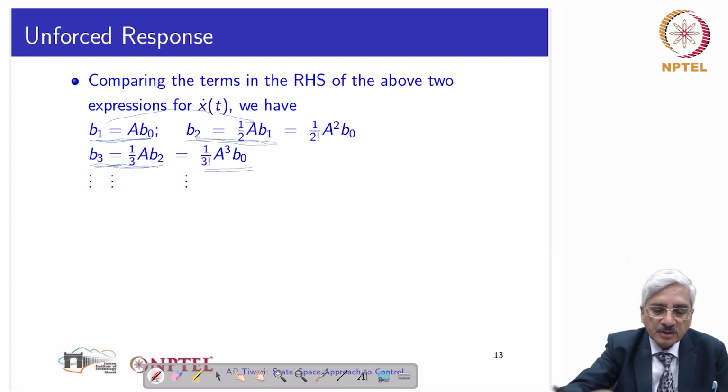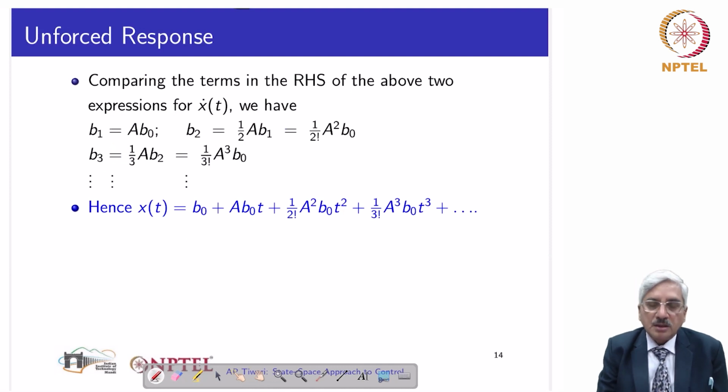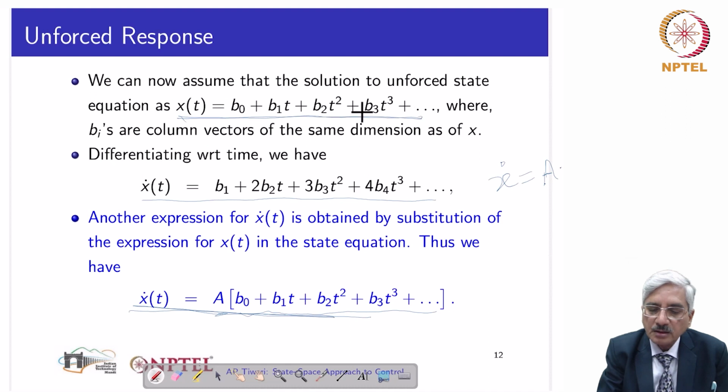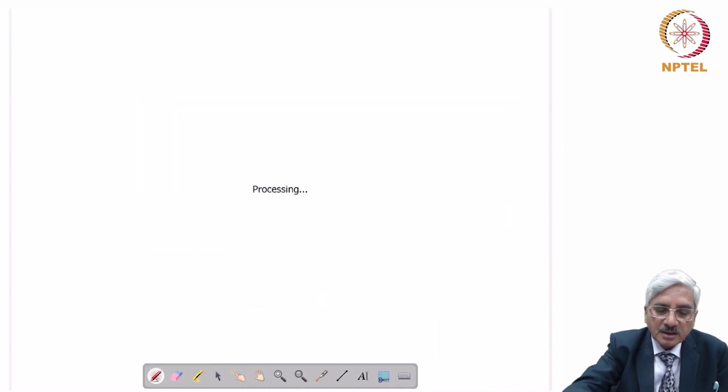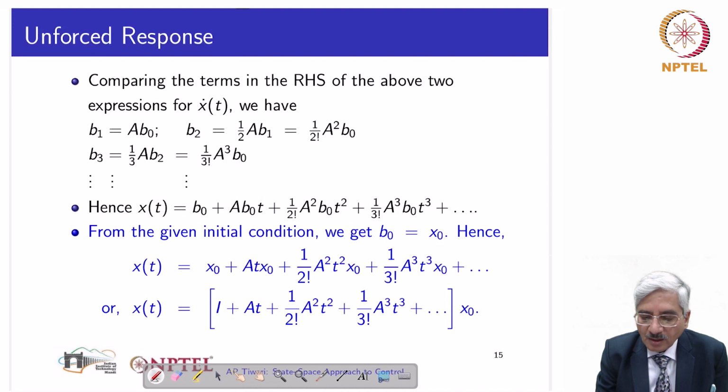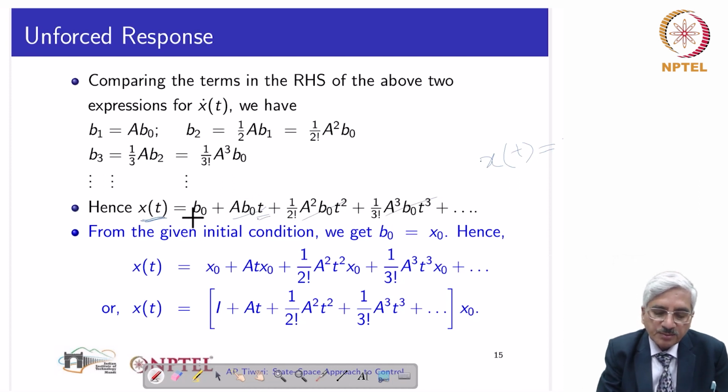This we do with all the terms, and we substitute the things so obtained into the expression for x(t) which was assumed here. The values of b0, b1 etc. are substituted in that. So then we obtain x(t) as b0 plus A b0 t plus 1 by factorial 2 A square b0 t square etc. In this we substitute the initial condition. x(t) at t equal to 0 is specified as x0. This is given. So once we put that x0 here, and on the right hand side t is 0, this term becomes 0, this term becomes 0, this term becomes 0. So we get b0 equal to x0.